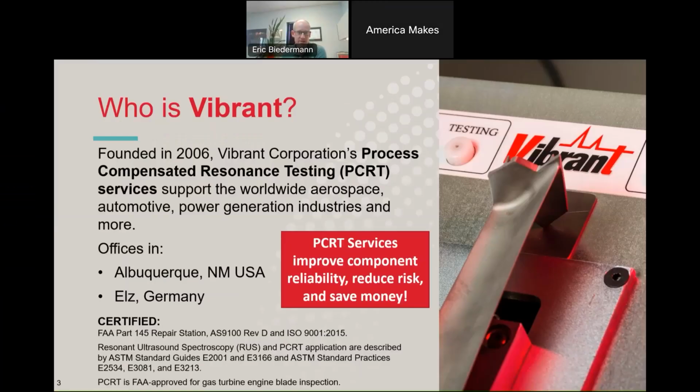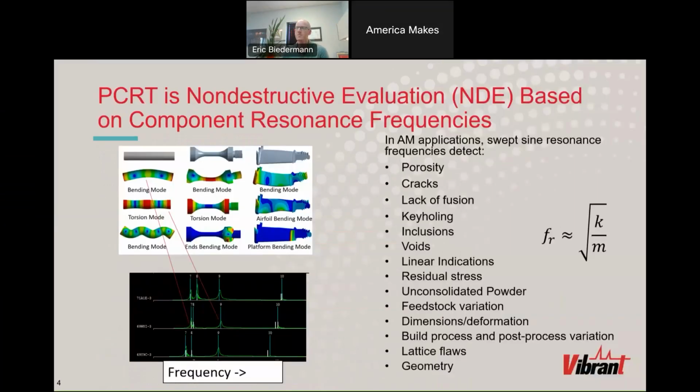And then PCRT also has FAA approvals for some inspections. So fundamentally, PCRT is an NDE method that uses a component's resonance frequency spectrum to inspect it for defects, to perform process monitoring and control, and to perform characterization on components.